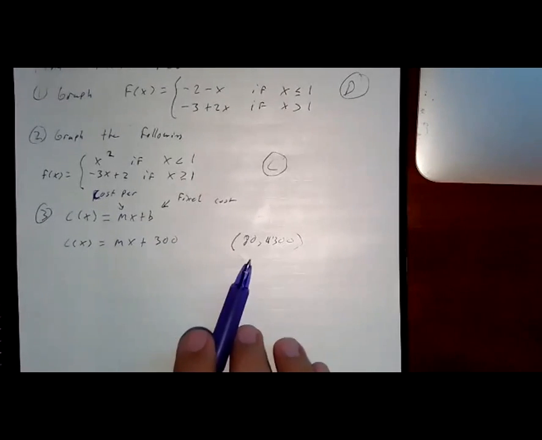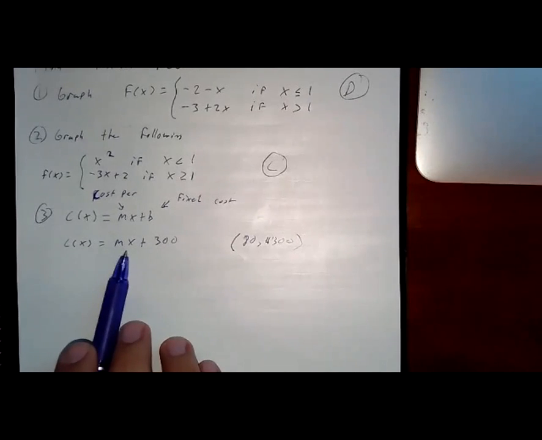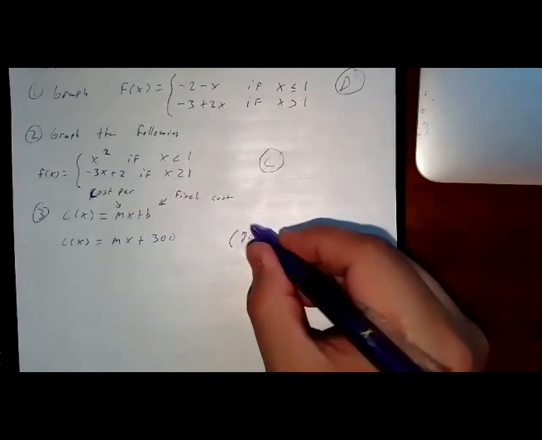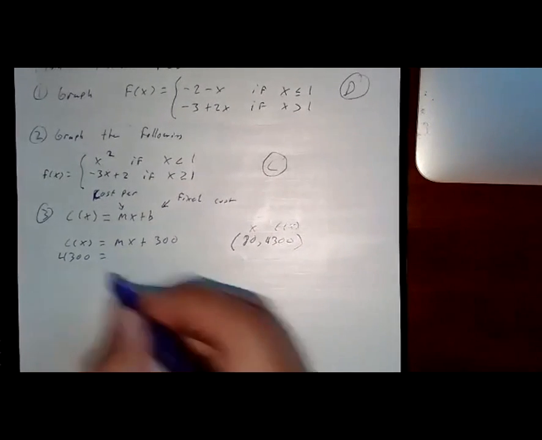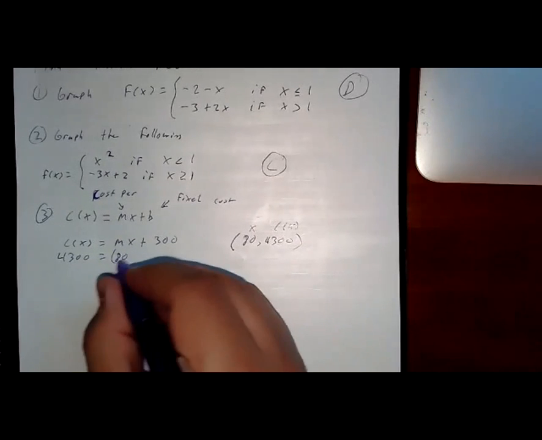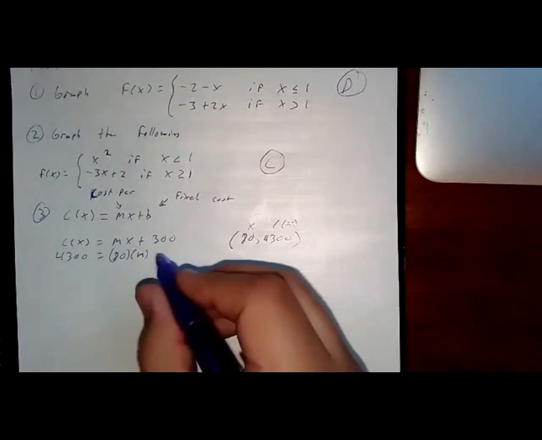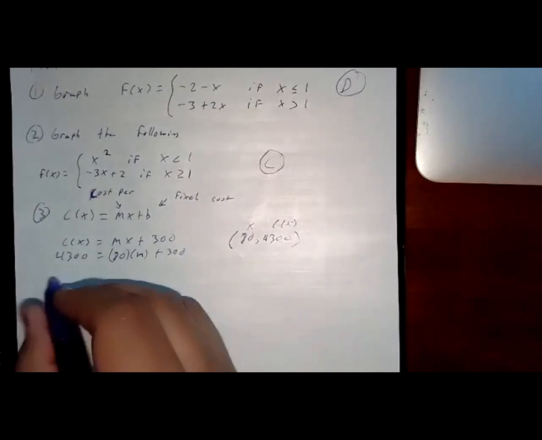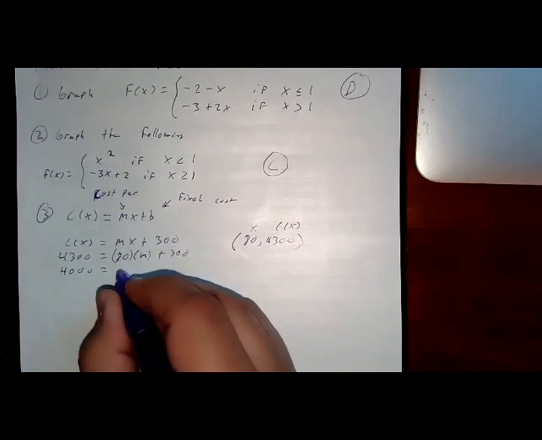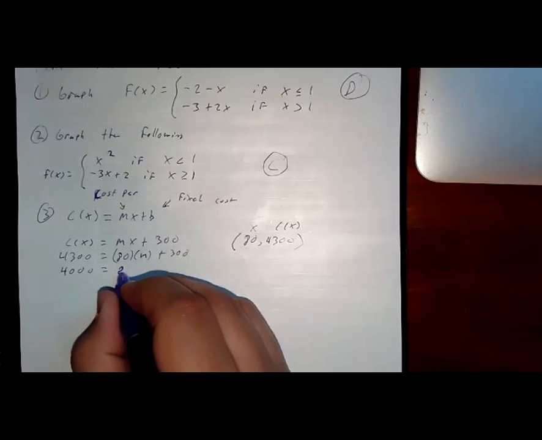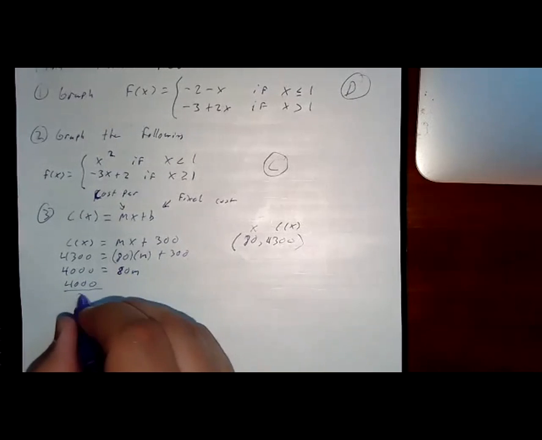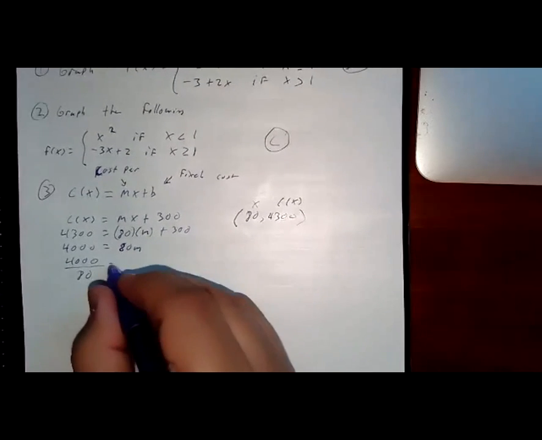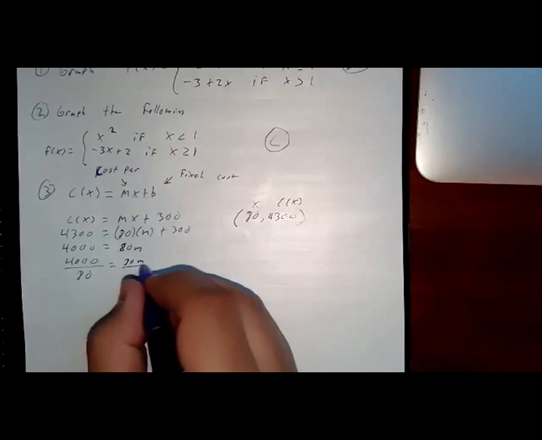So we're going to use this to find the m. So plug in the 80 for x, set it equal to 4,300. So this is x, and c of x. So this will be 4,300 equal to 80 times m, plus 300. Subtract the 300, because that gets you here. And then you divide by 80, right? As usual, solving for the m variable.